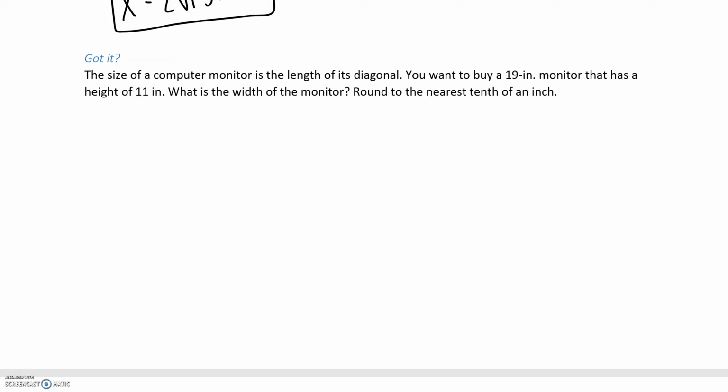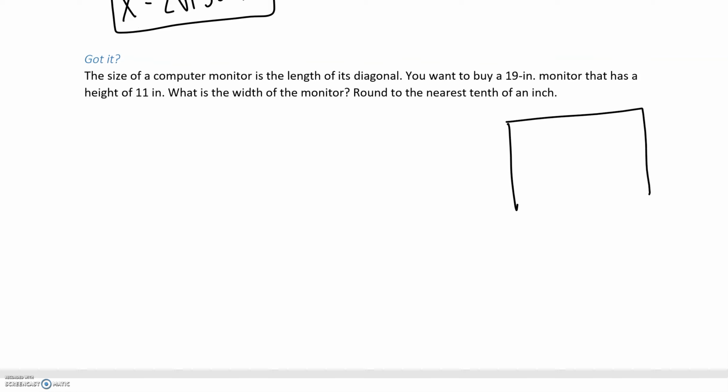So we have a computer monitor. Normal computer monitors are just rectangles. And it says the size of the computer monitor is the length of its diagonal. Okay, so that just means from one corner to the opposite corner. So if we buy a 19-inch monitor, that means that this is going to be 19 inches right here. And it has a height of 11 inches. We want to know what the width is, so that's going to be our x.